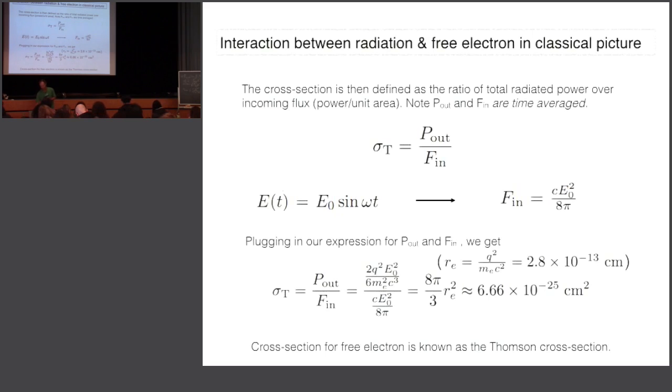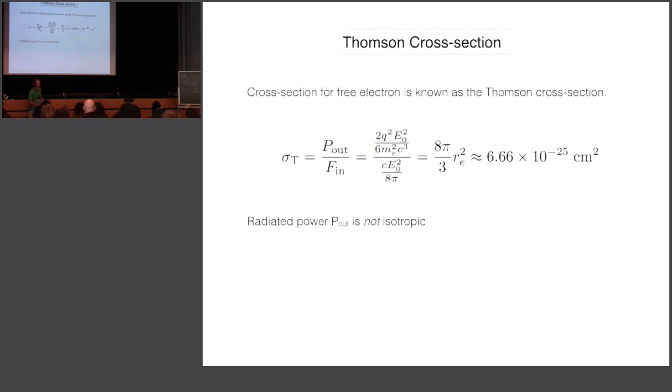Now the thing is, as you can already see here, the cross-section has this P_out over here. In general, we do not think that this radiated power P_out is isotropic across the sky. So you have this accelerated electron, it's oscillating in a certain direction, and the re-radiated emission is not isotropic. And let me just draw that as well.